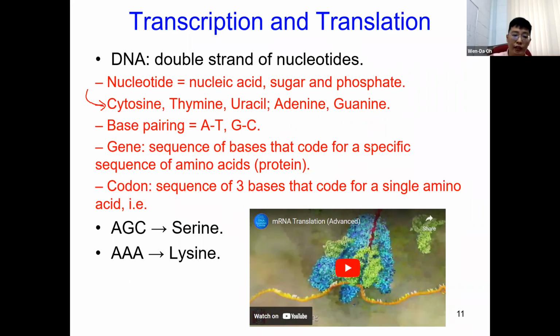Another thing is the codon. A codon is a sequence of 3 bases. So this is the definition. Just to show you how this RNA can be translated, just a minute. I just want to show you this video.